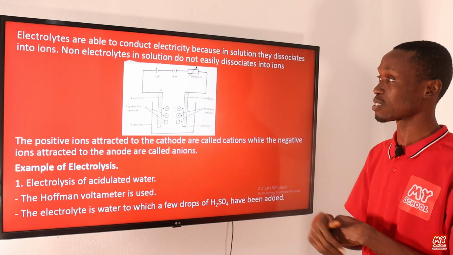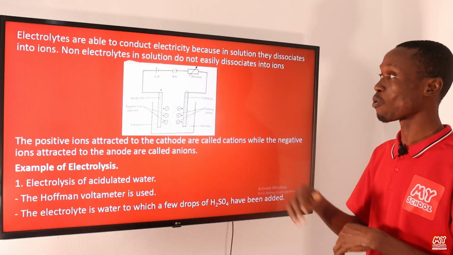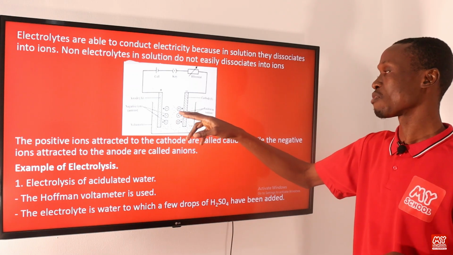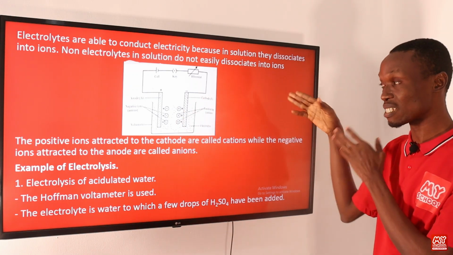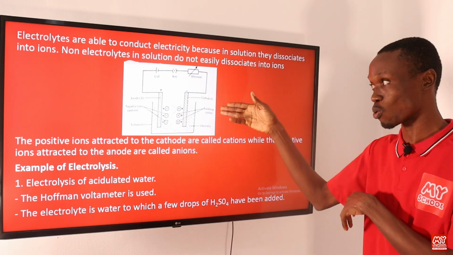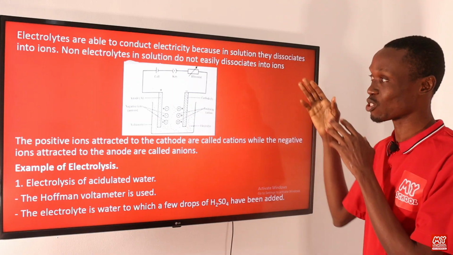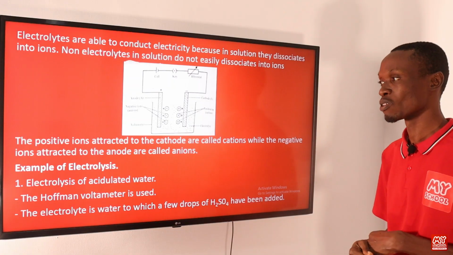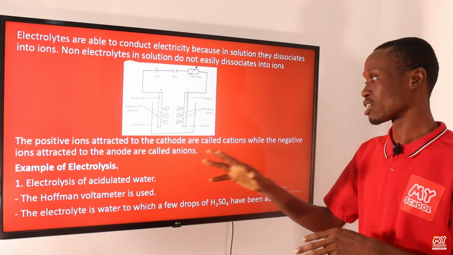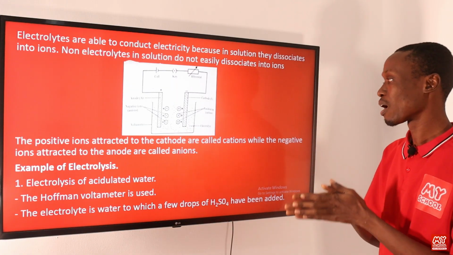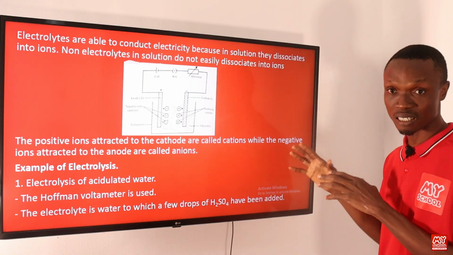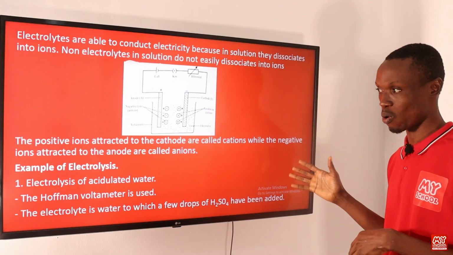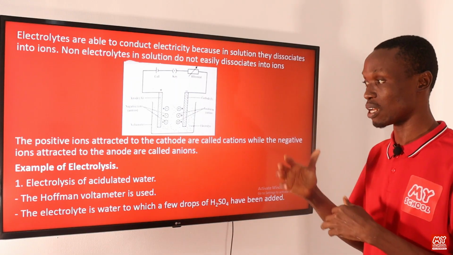Okay, so the diagram you are seeing on the board is the diagram of a voltameter, with the positive ions attracted to the negative rod, or the cathode, and the negative ions attracted to the positive rod, or the anode. The positive ions attracted to the cathode are called cations, while the negative ions attracted to the anode are called anions. Okay, so let's see some examples of electrolysis.